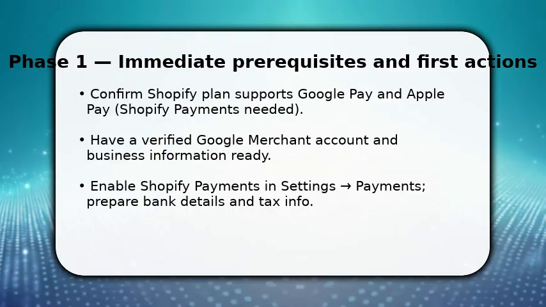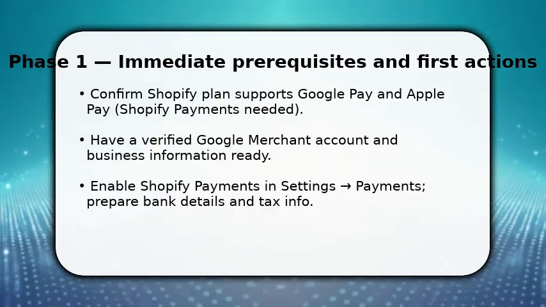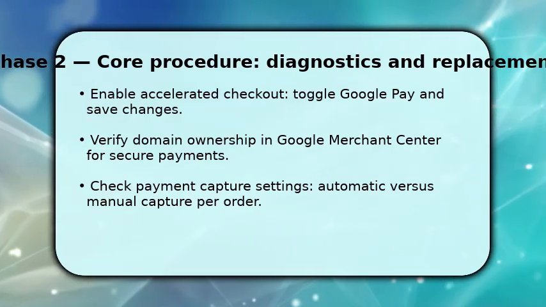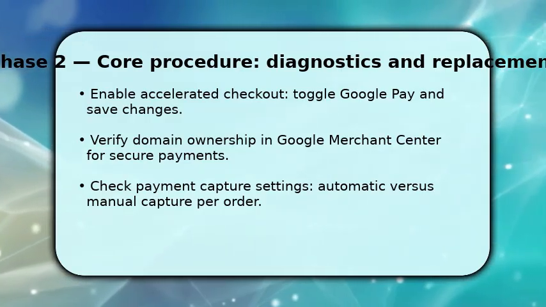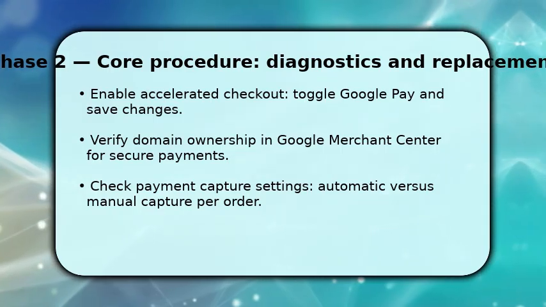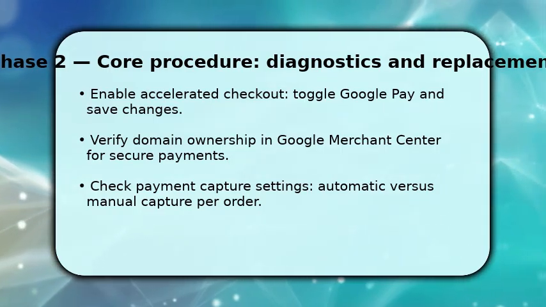Once Google Pay is toggled on, you must verify your domain in Google Merchant Center. This proves ownership and allows secure tokenized payments. Follow the Merchant Center's domain verification steps, then return to Shopify and recheck the Accelerated Checkout setting.